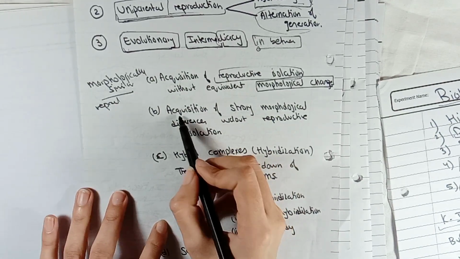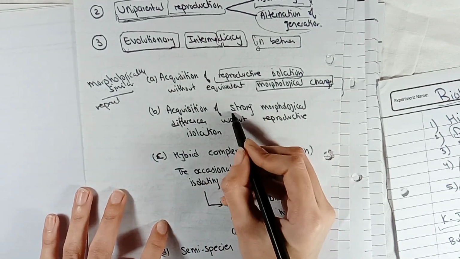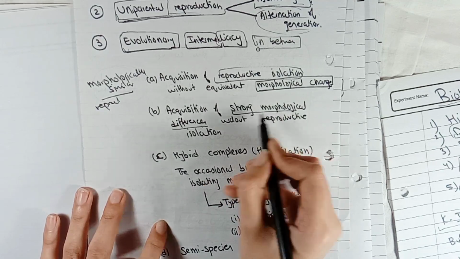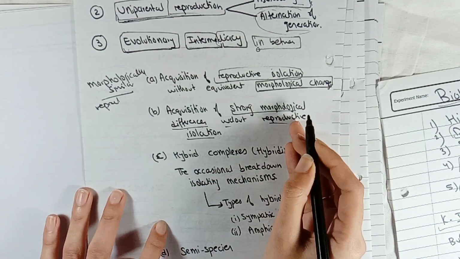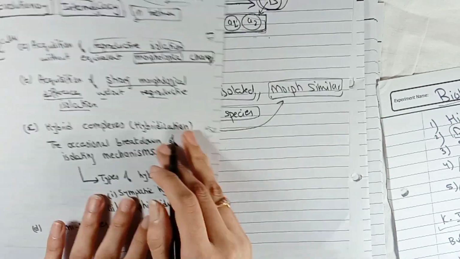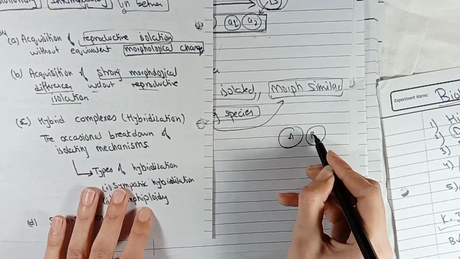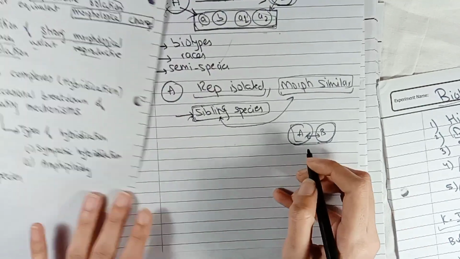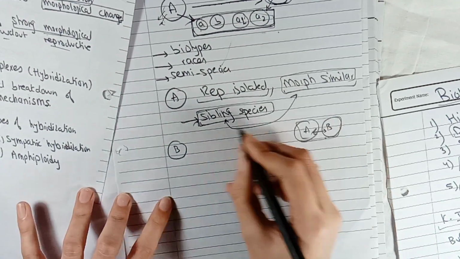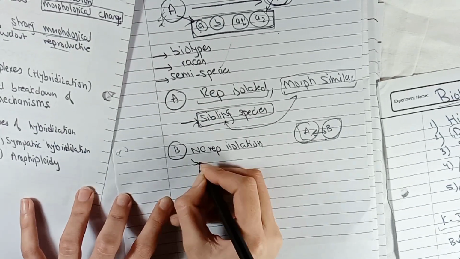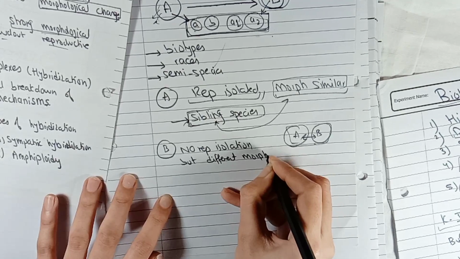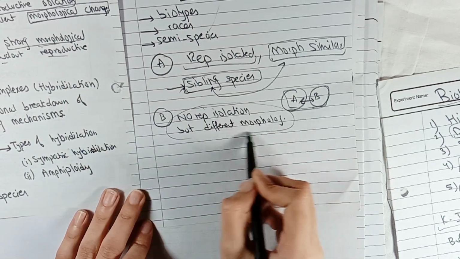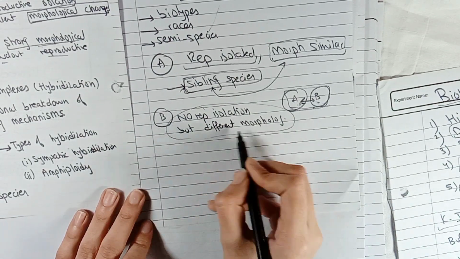So the next heading is acquisition of strong morphological differences. Now there are the morphological differences. Previously we saw that morphology was similar, now the morphology is different without reproductive isolation, meaning the two different species can breed among each other, but they have morphological differences. The morphology is different, no reproductive isolation, but different morphology. There are a number of genera of plants and animals known under this heading, meaning they can reproduce with each other but they are morphologically different.